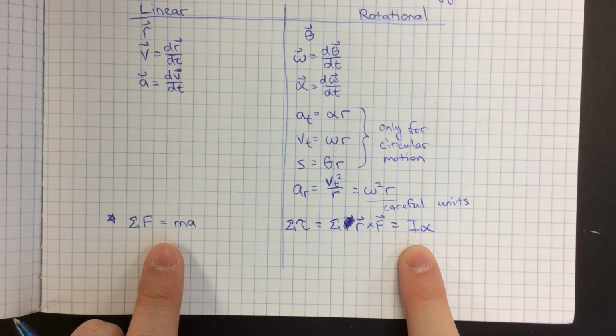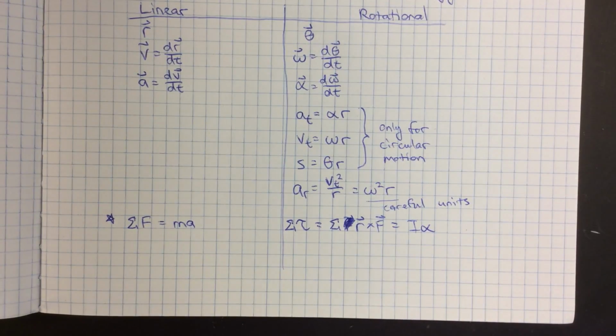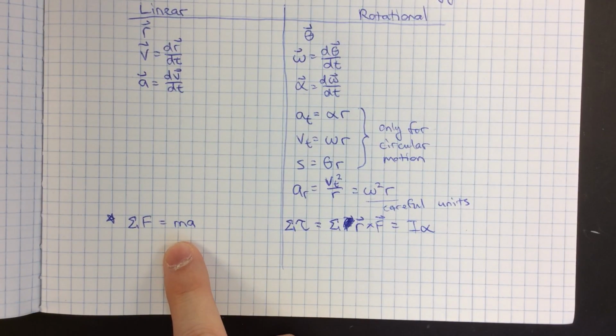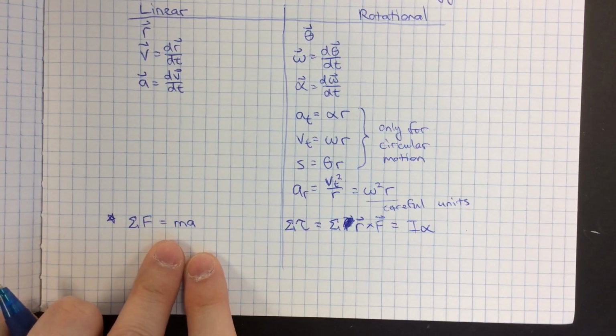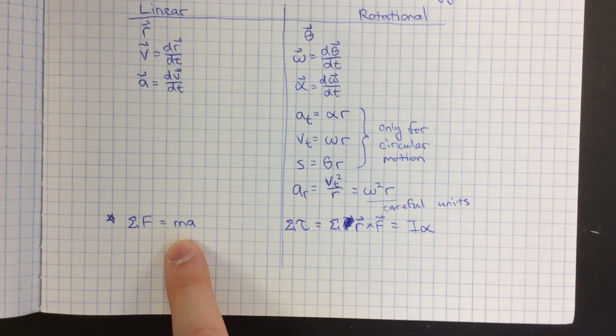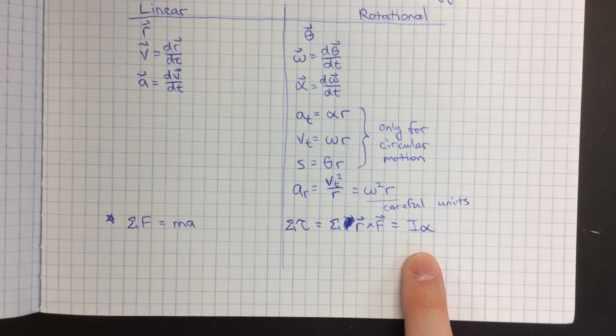I is like a mass, a rotational mass. Mass is a measure of inertia, meaning its resistance to a change in motion, right? The more inertia it has, the more mass it has, the more force it takes to change its current state of motion, to accelerate it. So it's the same idea. The more rotational inertia it has, the harder it is to get something to start spinning or to stop spinning.